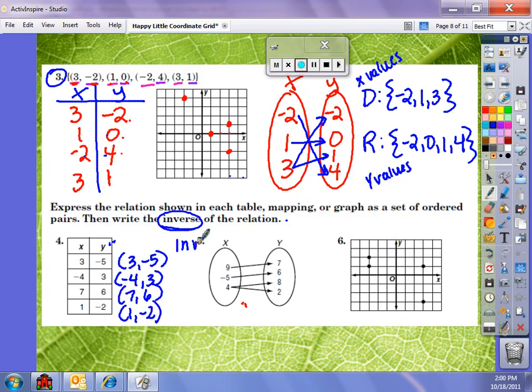The inverse of those would be, I'm going to reverse the x and y. So instead of 3, -5, I'm going to say -5, 3. Instead of -4, 3, I'm going to say 3, -4. Instead of 7, 6, I'm going to say 6, 7. And instead of 1, -2, I'm going to say -2, 1.